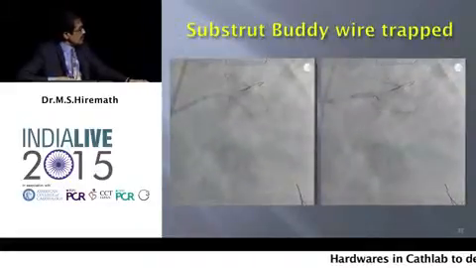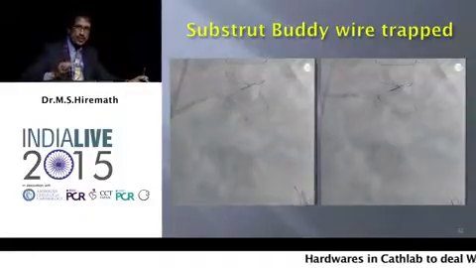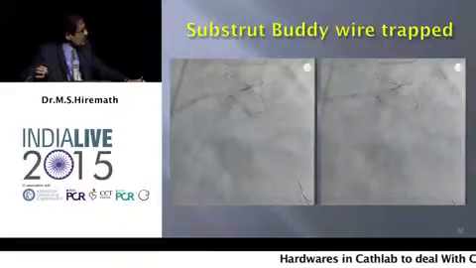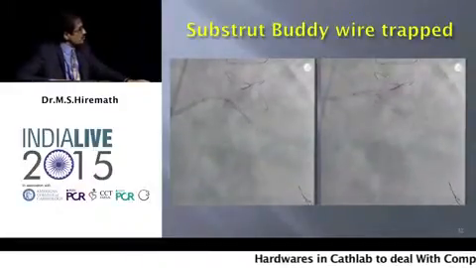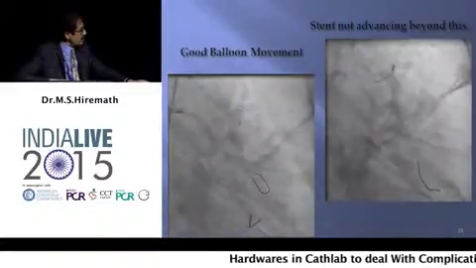What about a stent strut wire? The stent was deployed, the wire was left on the side, and the wire could not come out despite pulling in many ways. So this was again snared out and the wire came out.